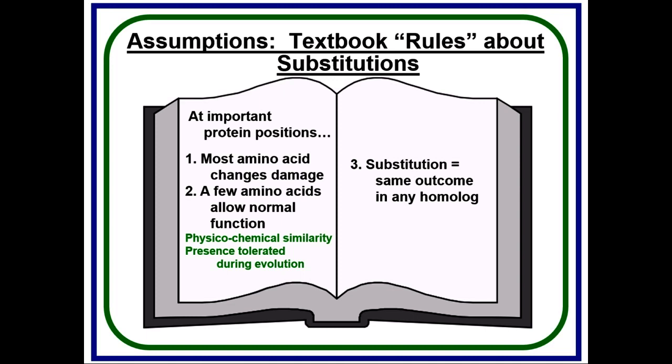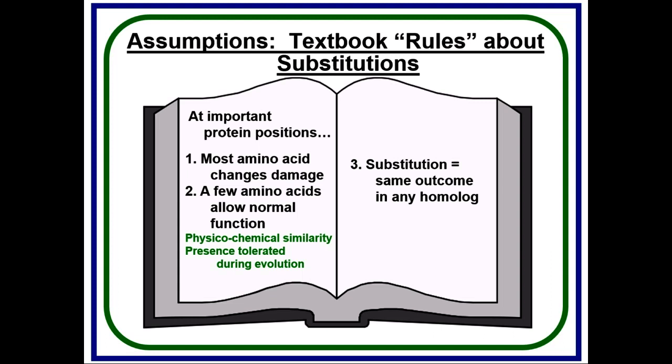There's also a set of common assumptions that underlie these algorithms, and in fact, we're now teaching these to freshman biology students. And so what we teach them is this. At important positions in the protein, if we make a change, we expect most of the amino acid substitutions would damage either the structure or the function of the protein. A few amino acids might allow normal or near normal function, and we can guess what these would be because they would have similar physical and chemical properties, like serine and threonine both have a side chain hydroxyl. We would also see that these were the amino acids present in the sequence alignment during evolution.